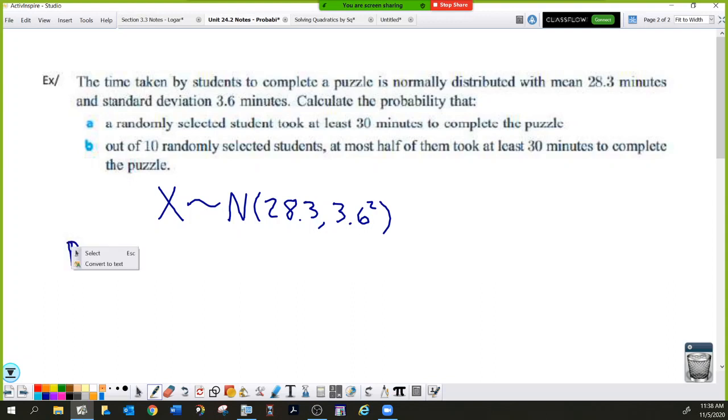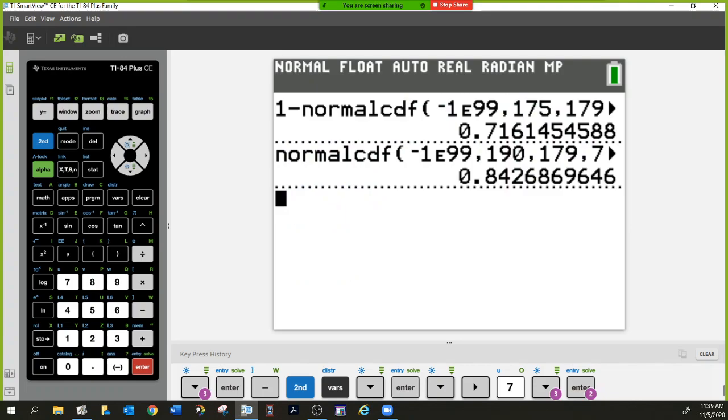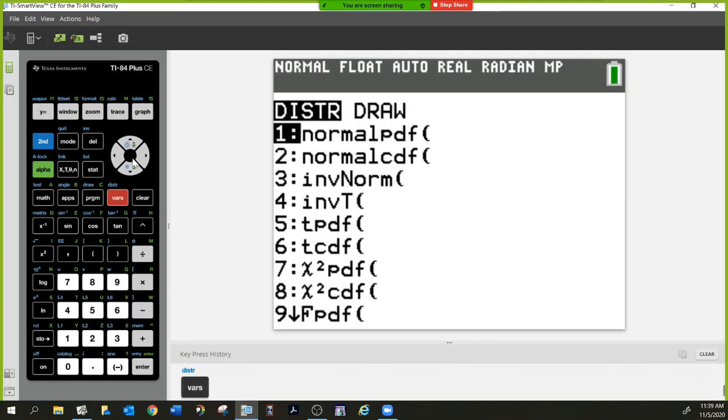The probability that X is greater than or equal to 30. Again, calculator can't go right. Gotta go left. So this is 1 minus the probability of less than 30, with 28.3 and 3.6.